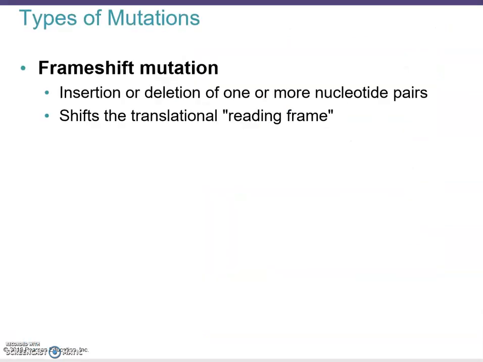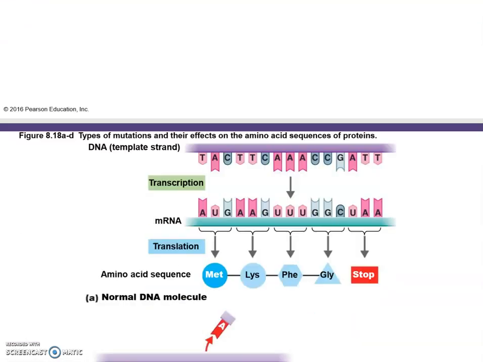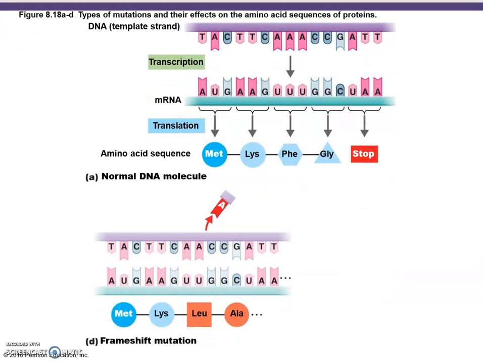Moving on to the frameshift mutation, that's probably the worst kind of mutation because it shifts the entire translational reading frame. That means you've either lost or gained one or two nucleotides, and that shifts the reading frame of the three nucleotide codons and makes every subsequent codon an error. So here is an example of this.